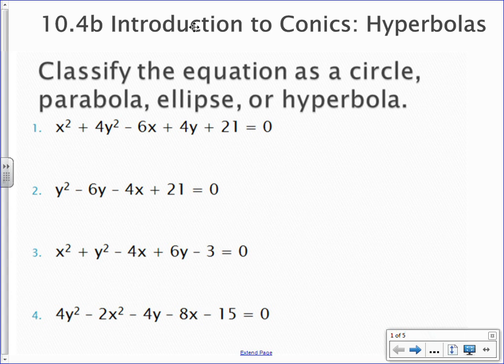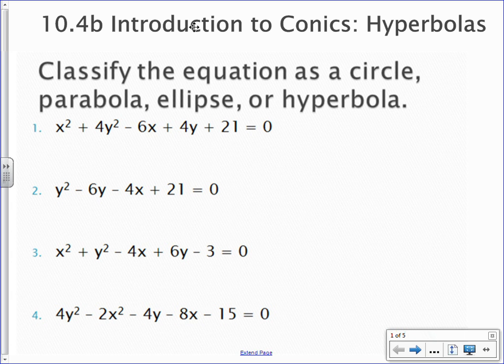Okay, so we have a couple of things to talk about today. The first is being able to look at a general equation and determining what kind of conic it is. Now, we've been talking about this in every single section. Now we actually get to put them all together and determine which is which. So that's the first thing I want to look at.